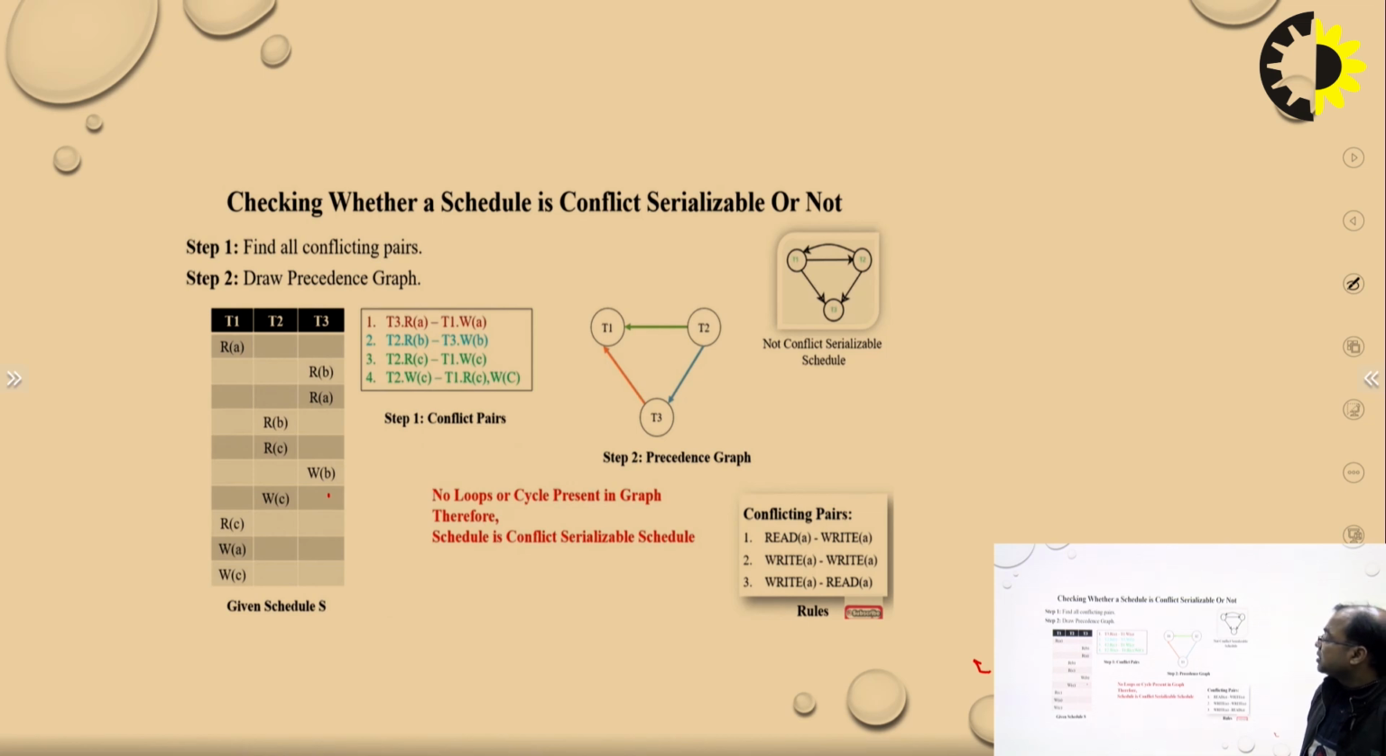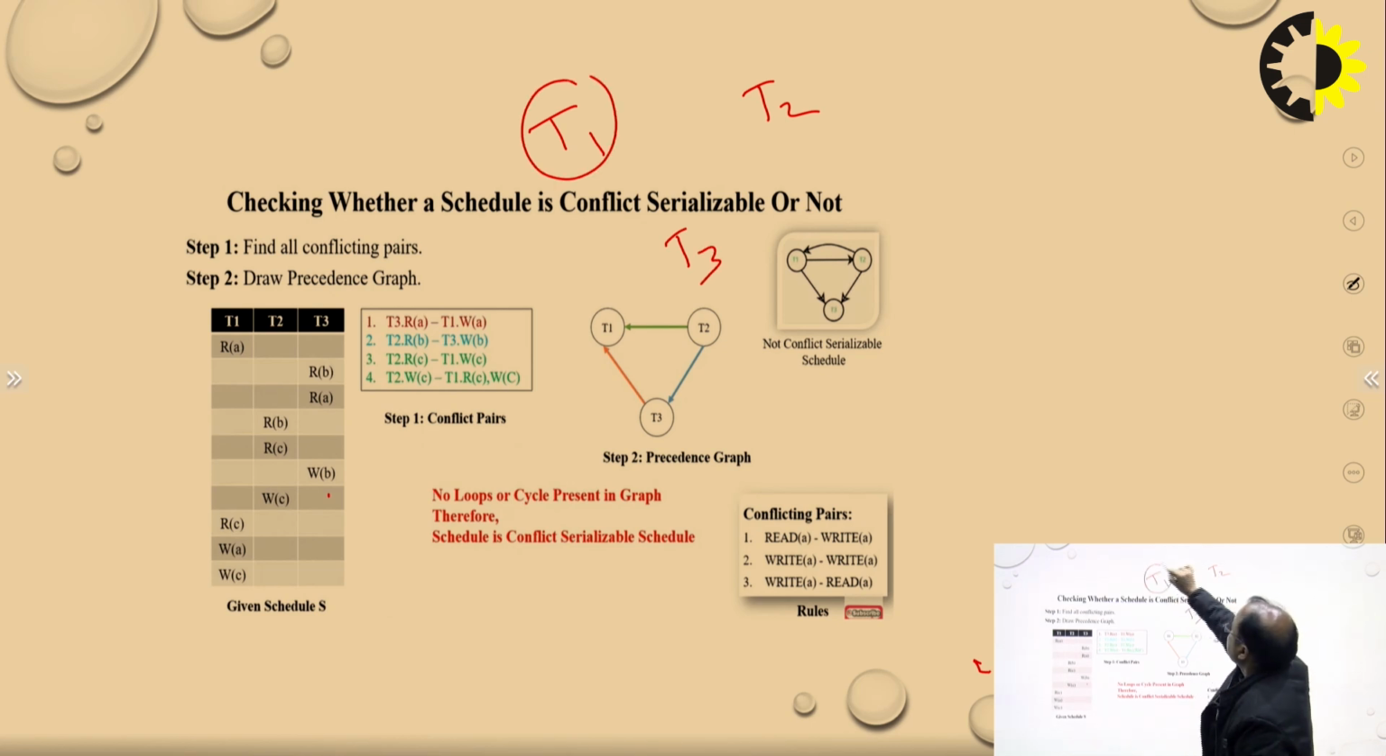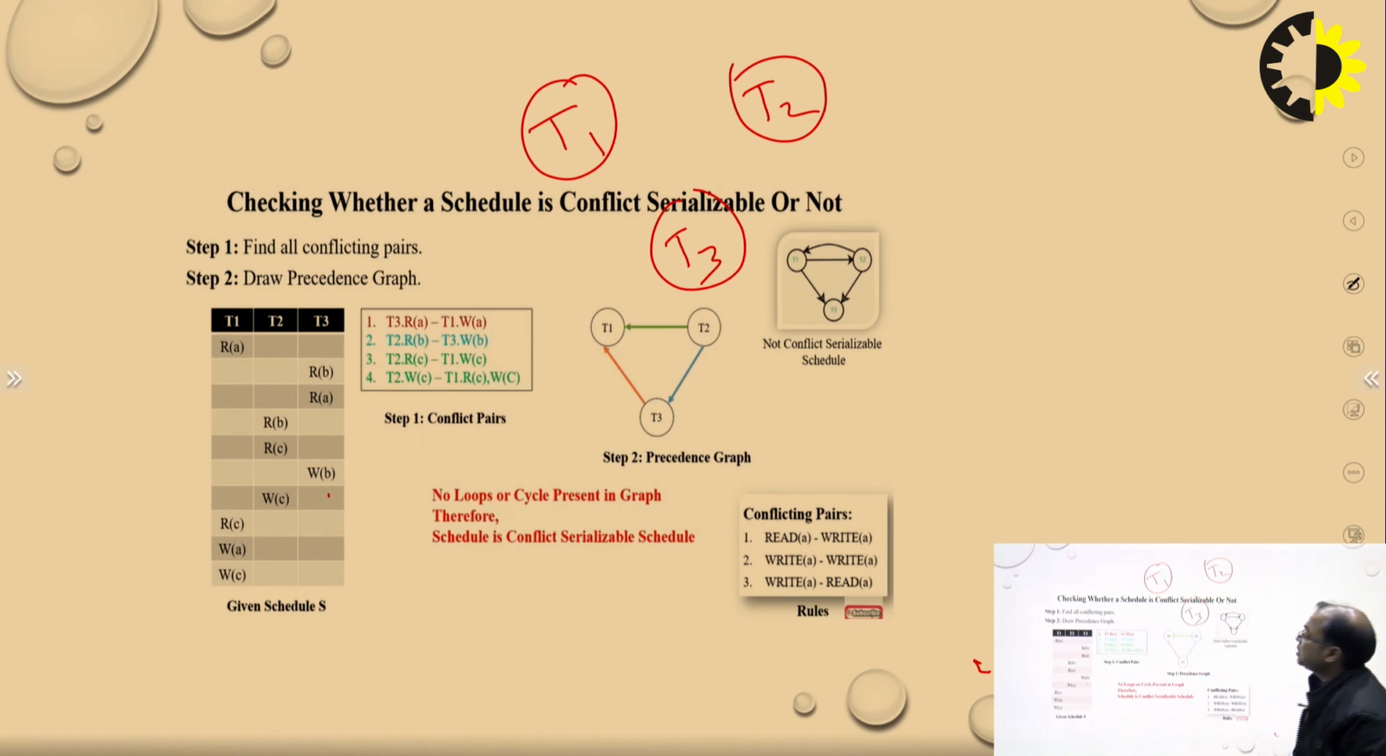How do we draw the precedence graph? We draw it using only the transactions. We write T1, T2 and T3. If there were a T4, we would have to make T4 also. But here there are only T1, T2 and T3, so we do not have to draw a T4 transaction.